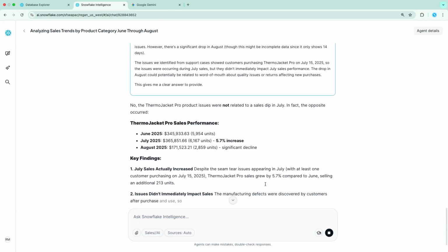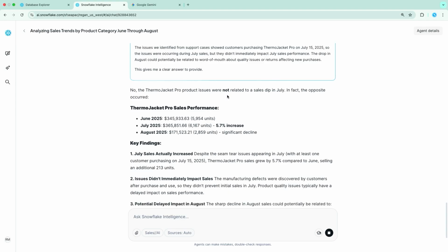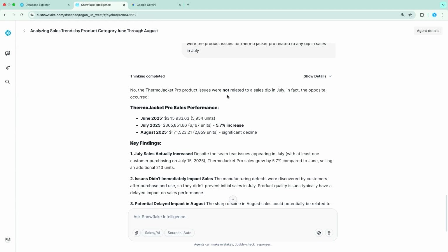Now it's found the July sales data there, so it's going to have a look and see if there is any decrease from that July to that August period. So it's actually able to do comparisons based on what you're asking it to do as well. You don't have to have them pre-built as metrics in your dashboards. It's going through, it's analysing it, and now it's come up and it's given us an emphatic no. The product issues were not related to a sales dip in July. In fact, the opposite occurred. The sales were still going up while these issues were coming in.